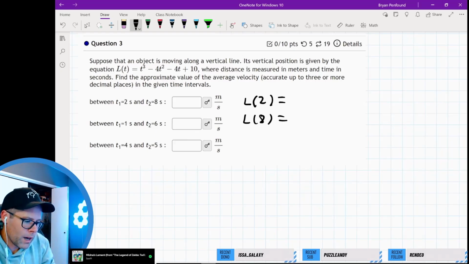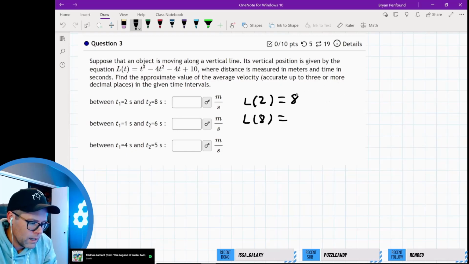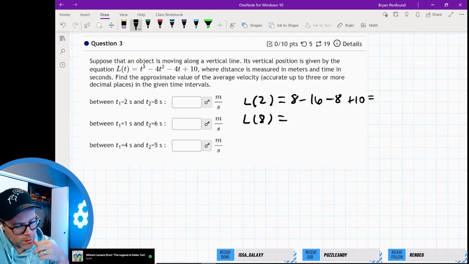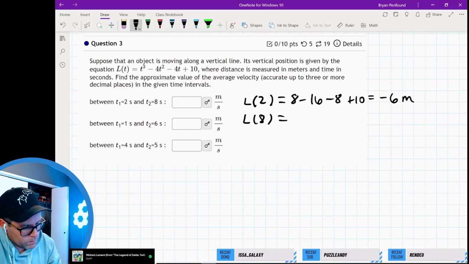We have 2 times 2 times 2, which is 8, minus 4 times 4, so that's 16, minus 4 times 2, which is 8, plus 10. So 8 take 8 is 0, so we have 10 take 16, which is negative 6. And L is going to be in meters.